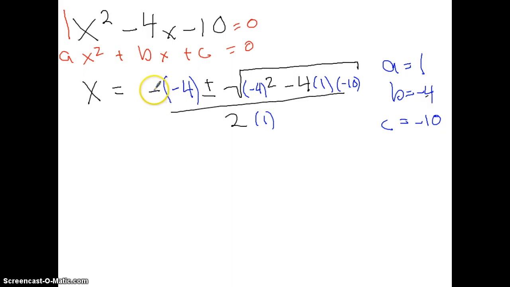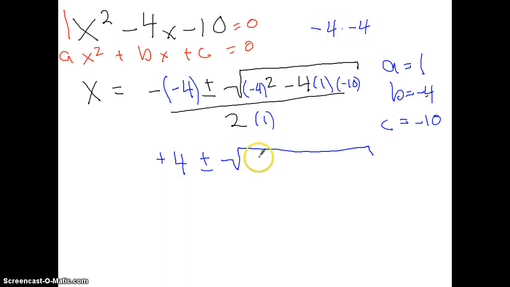Okay, so here I go. Minus times minus is plus 4. Plus or minus doesn't change. Now I'm going to simplify the determinant. The determinant is all this stuff in the square root. Negative 4 squared is negative 4 times negative 4. Well, that's positive 16. Minus, I do not change that, and then 4 times 1 times negative 10, well, that's just 4 times negative 10. 4 times negative 10 is negative 40. Notice that that's just coming from these terms right here, negative 40, because it's 4 times negative 10.